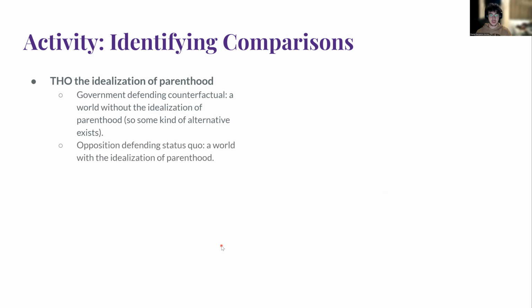Opposition is defending status quo, which is right now a world with the idealization of parenthood. So the world as is, because right now you're presumably assuming, because on government you're opposing this idealization, that right now there is some kind of idealization of parenthood on opposition or in the status quo.